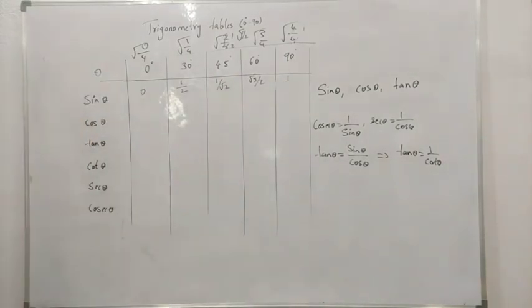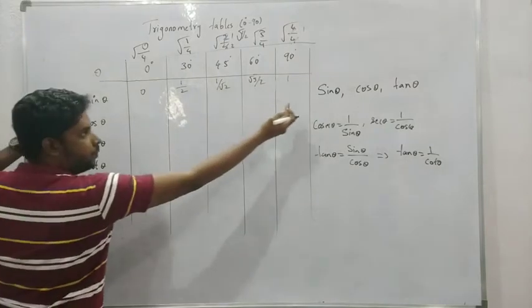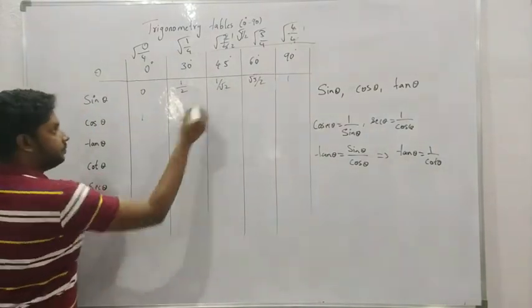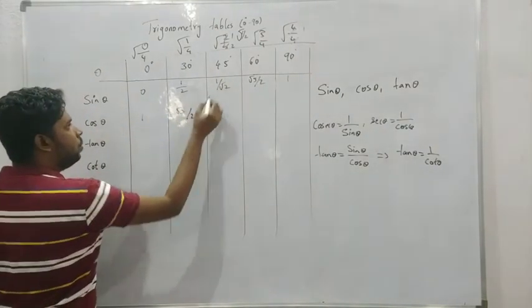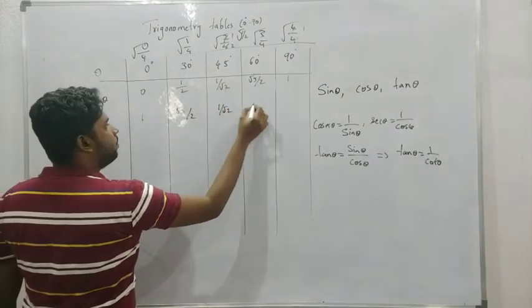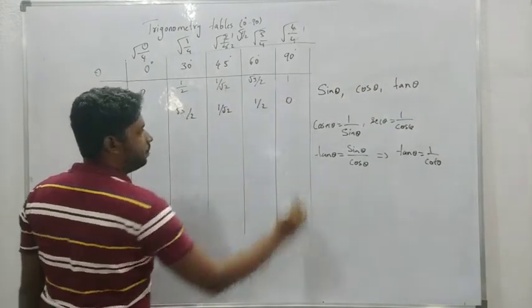Simple. For cos theta, write from backwards. What I get is 1, root 3 by 2, 1 by root 2, 1 by 2 and 0.